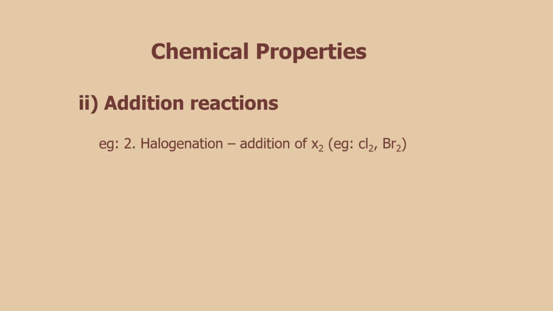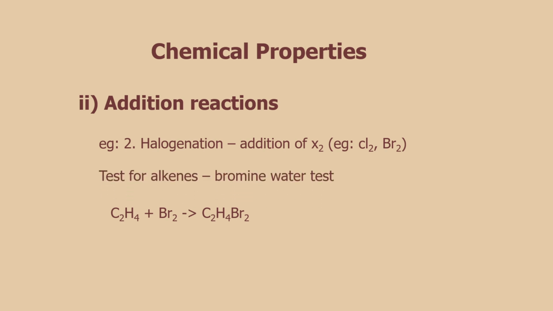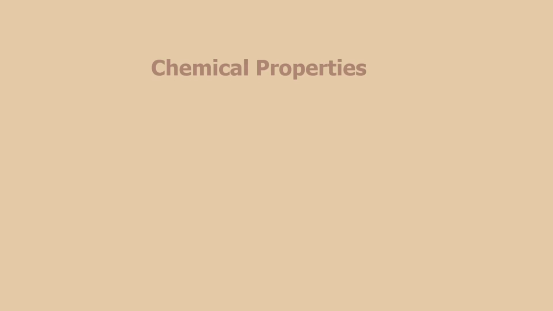The second example is halogenation, that means addition of X2. Alkenes react with halogens like bromine Br2 or chlorine Cl2, turning orange bromine water colorless, which is a test for alkenes. The reaction for this is C2H4 plus Br2 produces C2H4Br2.